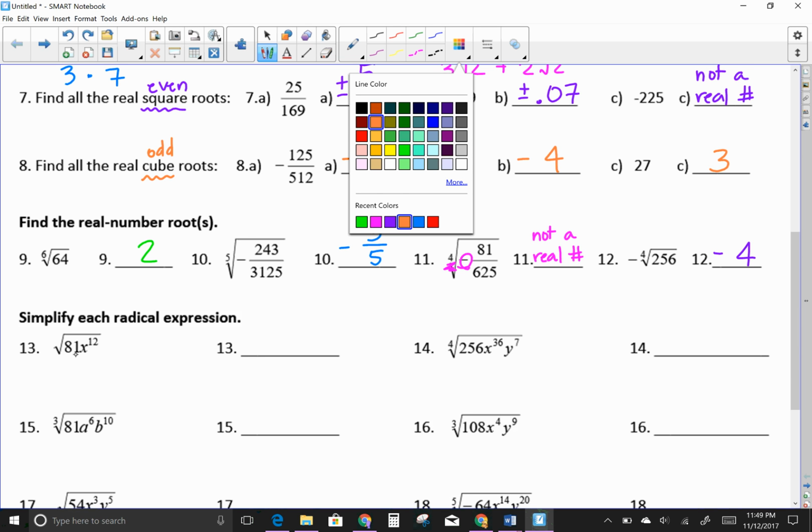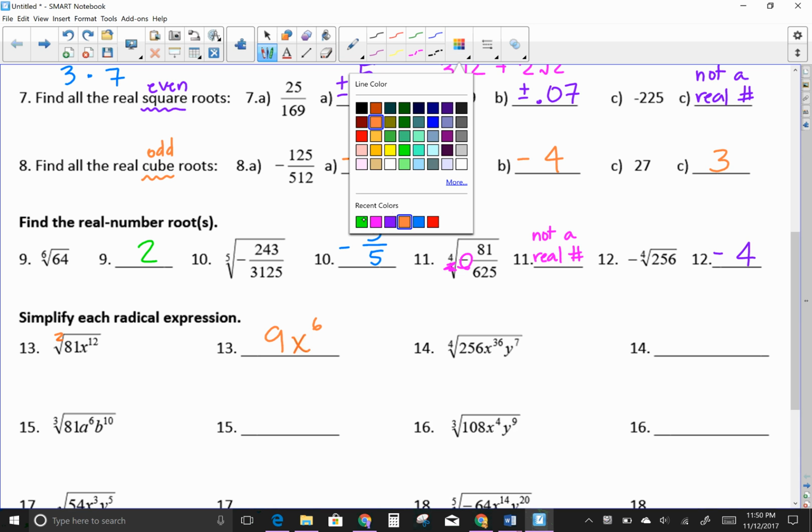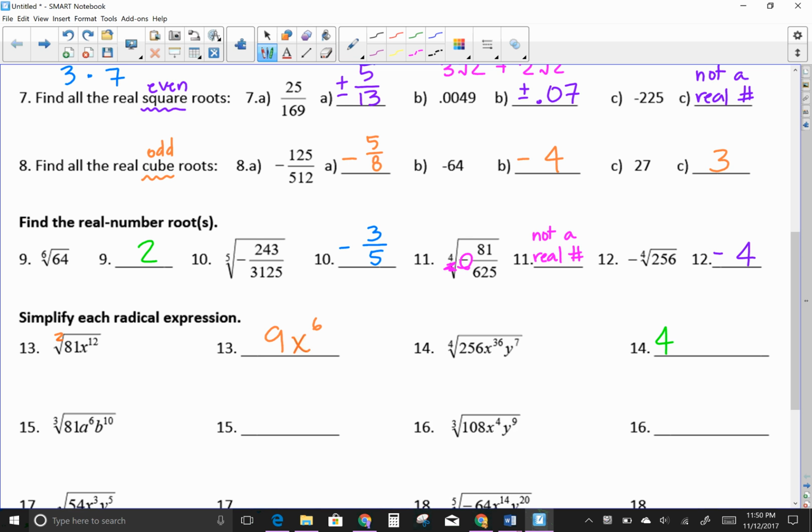If you put the square root of 81 in your calculator, you get a whole number, no problem. We put a 9. There's a 2 here, and 2 goes into 12 evenly. It goes in 6 times, and if it goes in evenly, or however many times it goes in, it comes out from under the radical. There's nothing left over, so I am done with that problem. Okay? And then I have the 4th root of 256. Again, if you put that in your calculator, you get 4. So we don't have to worry about showing how we got that.